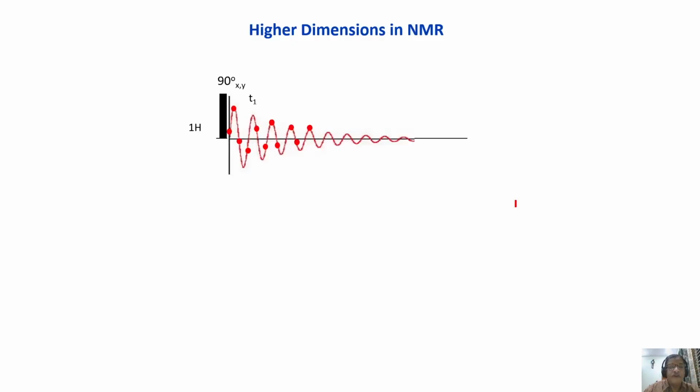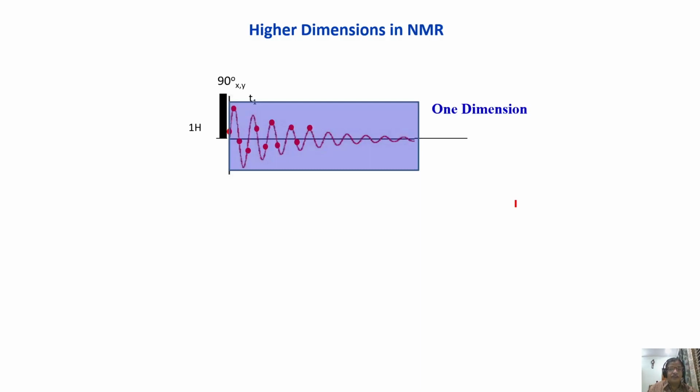Now we will generalize dimensions, higher dimensions in NMR. First, this is the basic thing I said. 90-degree pulse, collect the signal as a function of time. One time domain and one frequency domain. It is one-dimensional data. It is called one dimension.